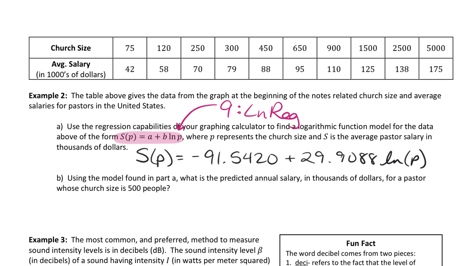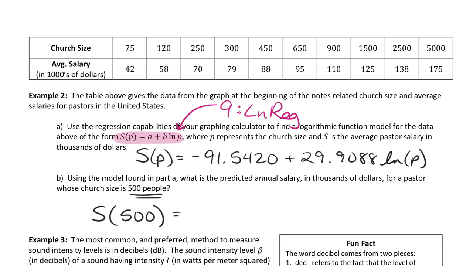Okay, for B, this is why storing this in Y1 is very important. It says using the model found in part A. Model is an equation. So using the equation found in part A, what is the predicted annual salary in thousands of dollars for a pastor whose church size is 500 people? Oh, look, P for people, which means we are trying to find S of 500.